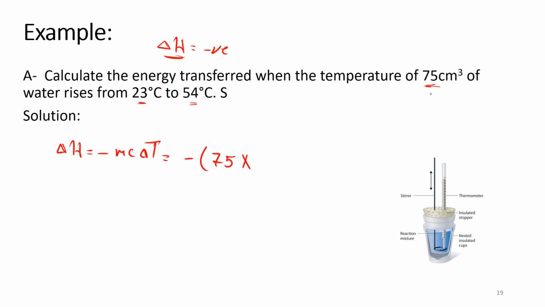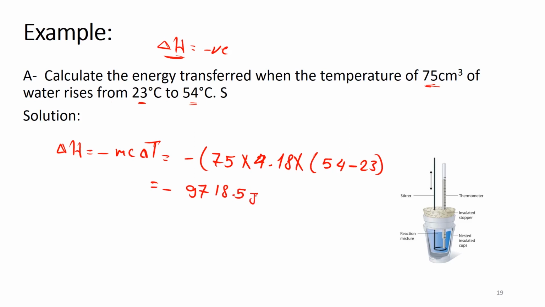So cubic centimeter, like we said, is equal to the grams, and here I have the specific heat capacity of water, 4.18, and the difference in the temperature, which would be final temperature minus the initial temperature, which is 23. So I have here the values equal to minus 9,718.5 joule.